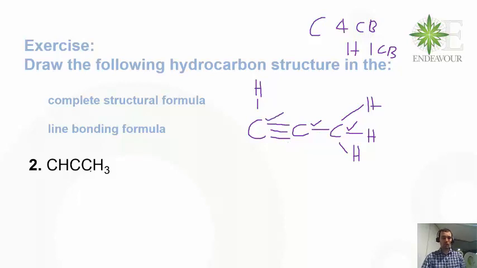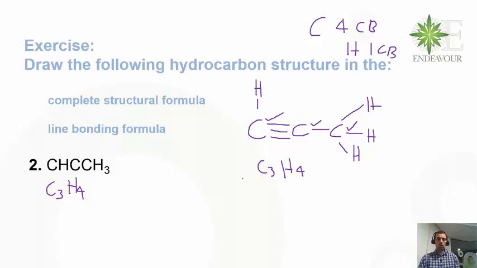If we want to do our check again, we've got 3 carbons here, add up the hydrogens, 4. Do the same over here. So we've got 3 carbons, and then 1, 2, 3, 4 hydrogens. So it's a nice little way of checking that our structure is correct.